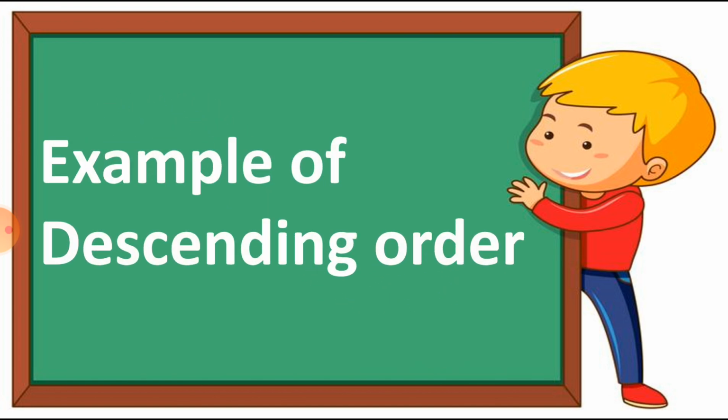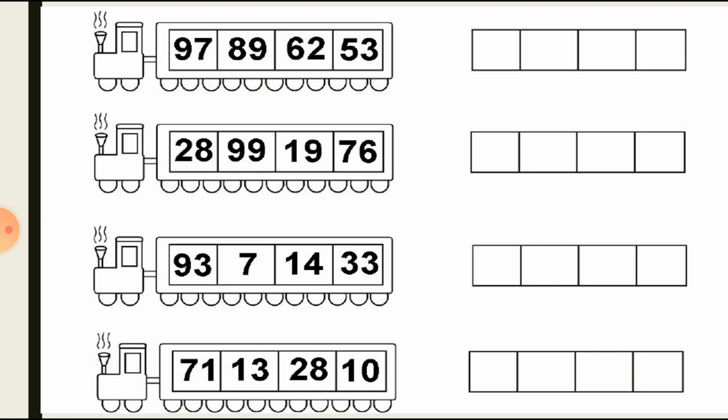Now let's see the example of descending order. So let's see the order of descending. In this, students, we have to take the biggest number first. So find out which number is the biggest number here. From these numbers, this 97 is the biggest number, so write down 97 first.